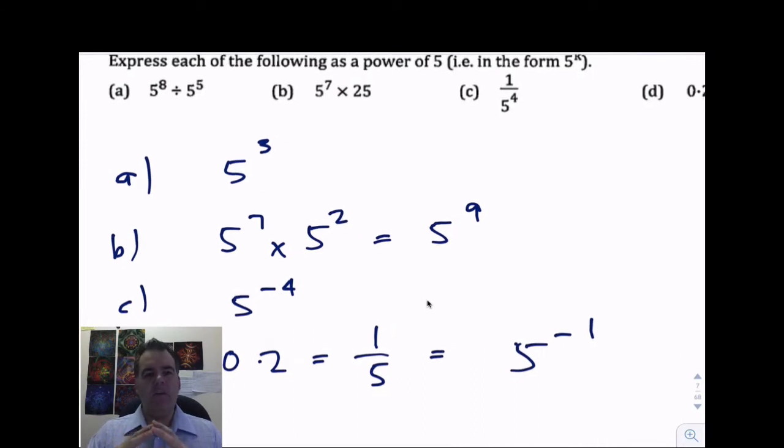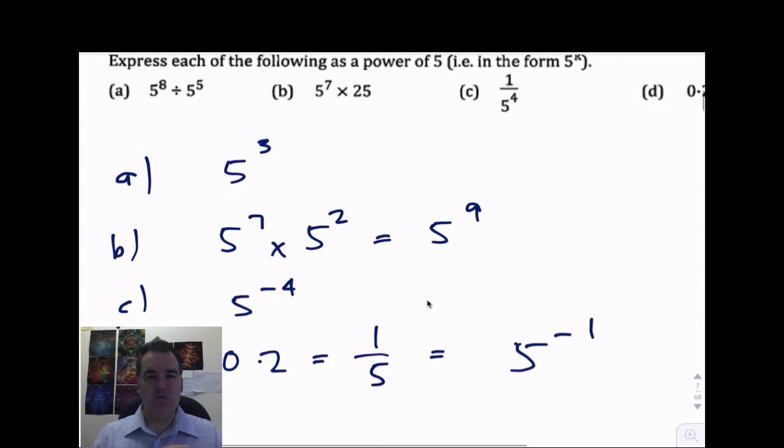Okay, so 5 to the 8 divided by 5 to the 5 is 5 cubed, and this one it just wants us to leave it as a power of 5. 5 to the 7 times 25 is 5 to the 7 times 5 squared. Add the powers gives us 5 to the 9. 1 over 5 to the 4, putting all of that up to the top line, changes it to 5 to the power of negative 4.